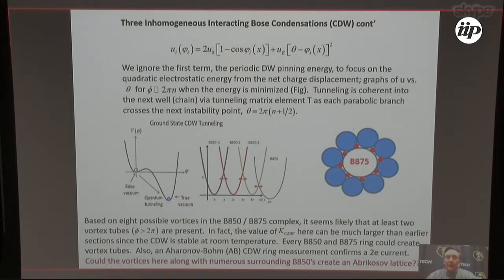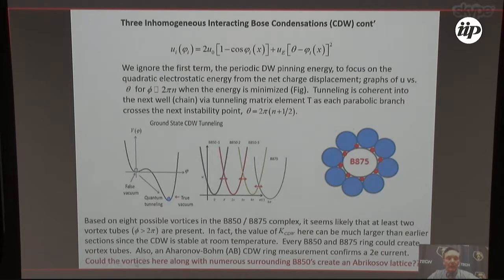So it's kind of interesting to look at this in some kind of a special way, in the sense that these are perfect charge density waves. They can also support an Aharonov-Bohm effect. So this is going to be fairly fascinating, to figure out experimentally what to do. But these rings create vortex tubes, and an Aharonov-Bohm measurement confirms a 2E current on these.